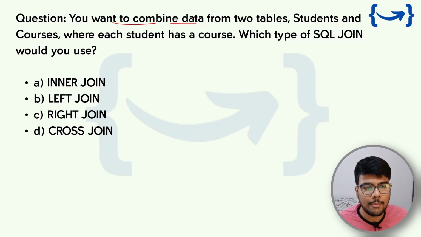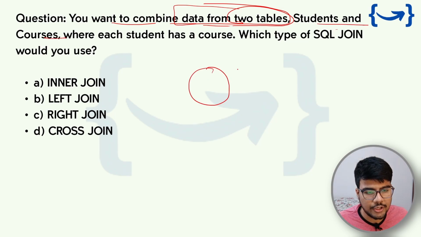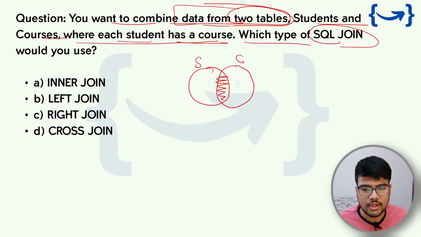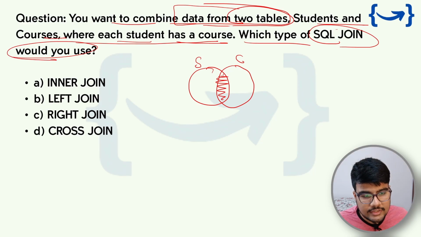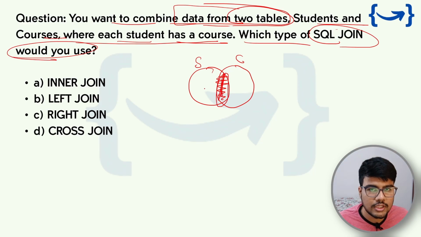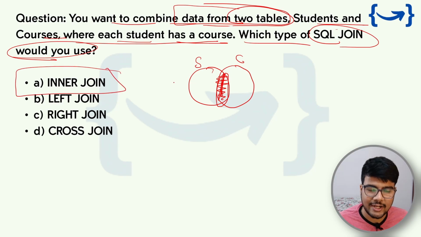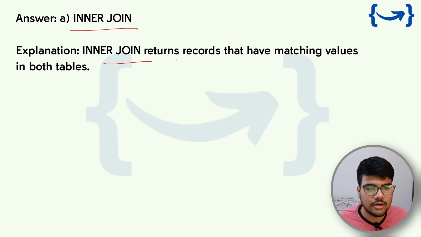Fantastic. You need to combine data from two tables, students and courses. There is student data and there is course data, and each student has a course associated with it. Which type of SQL query would you use? If I need the data which is the intersection of both tables, then I end up using inner join. So inner join is the right option. Inner join returns records that have matching values in both tables.